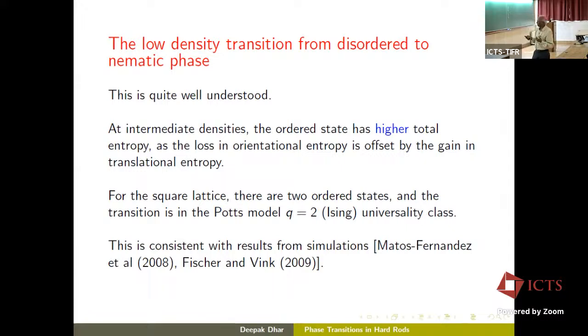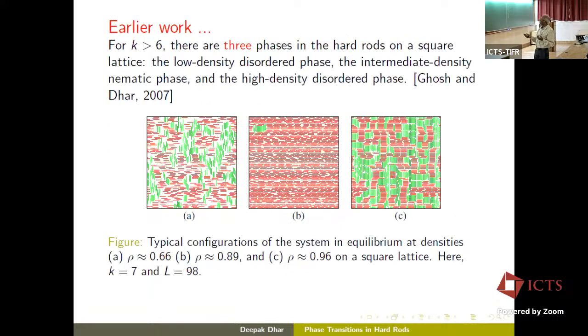If you have the state which is this one, it has low orientational entropy, everything is parallel. But because they are parallel, they can move around much more freely, and so it has higher translational entropy. And the system only cares about the sum of these two, so it maximizes the total entropy, which comes in this case where translational entropy wins over the orientational entropy.